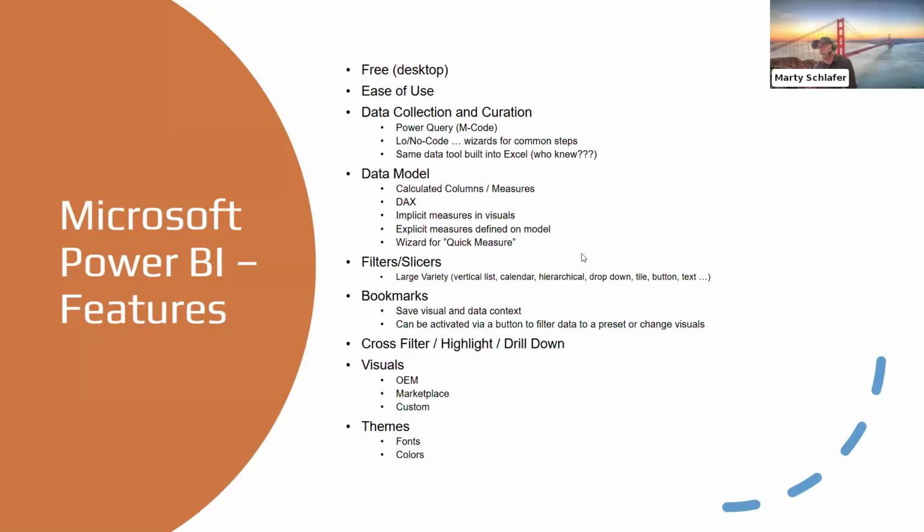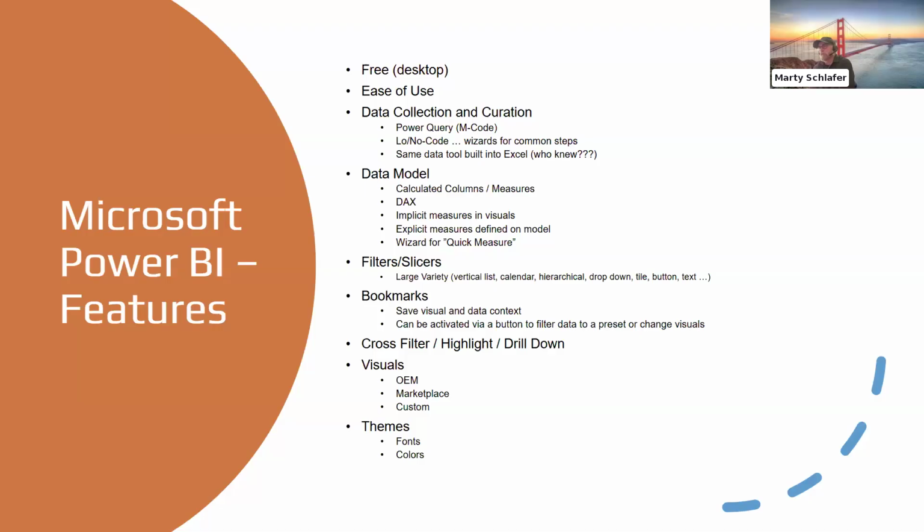Filters and slicers. So it has a large variety of slicers. The ones we had on the screen that I just showed you earlier with Power BI, those are all drop downs. But you can have vertical lists, you can have calendar-based ones, you can have hierarchical type slicers or filters. They can be tiles or buttons where you just click on them. You even have ones where you have text and you can search text for specific patterns.